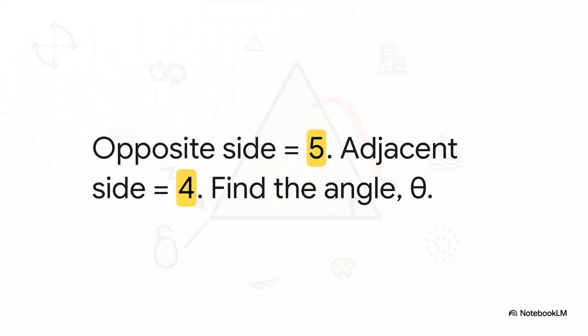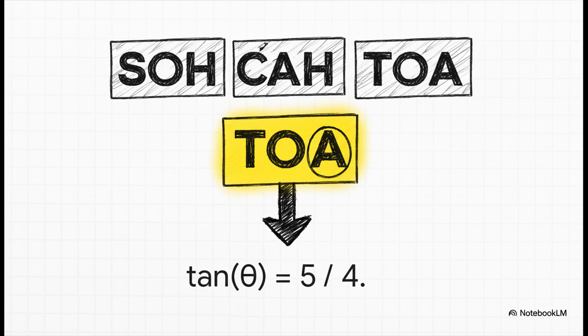Let's try one of these. This time, we know the side opposite our mystery angle is 5, and the adjacent side is 4. Our mission is to find the angle itself. We're going to follow the exact same logic. What information do we have? We've got the opposite side and the adjacent side, O and A. That points us straight back to our good friend, TOA.